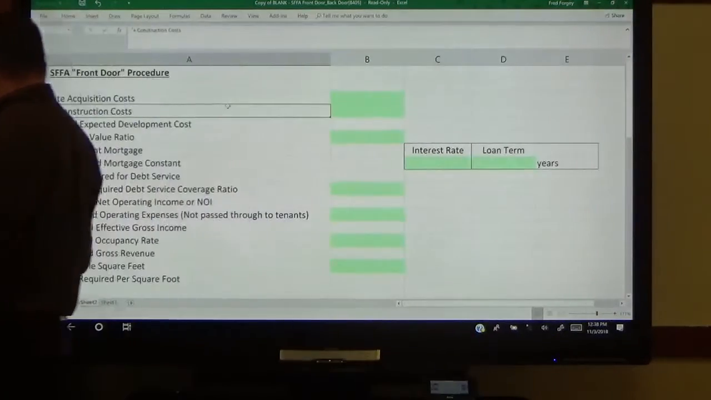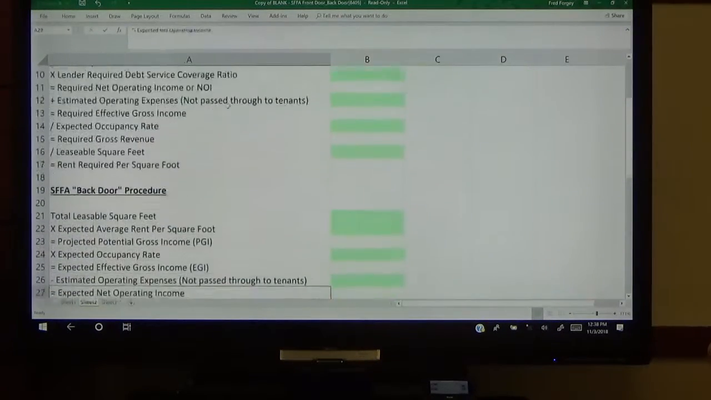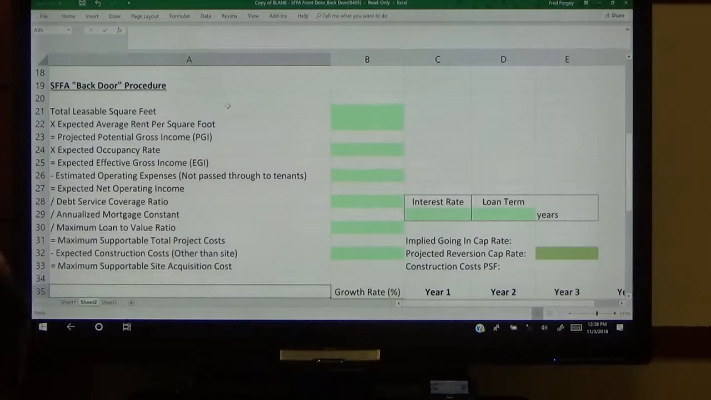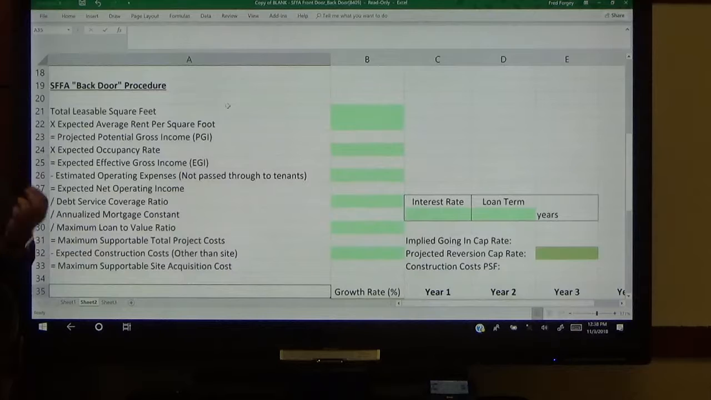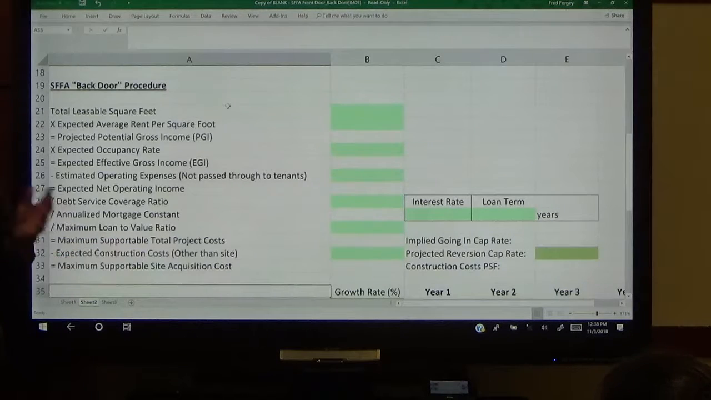Now, the other approach, which is just the opposite, is called the backdoor approach. You start out with what effectively your rental rate is per square foot, and then you work toward what is the maximum amount you could potentially spend on this property in terms of construction costs and land costs. Does that make sense? So it's two different ways of looking at the same sort of thing.